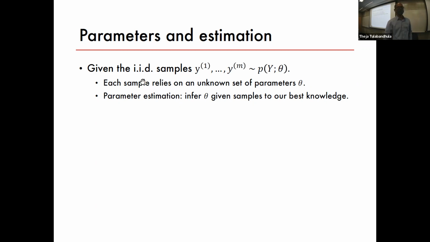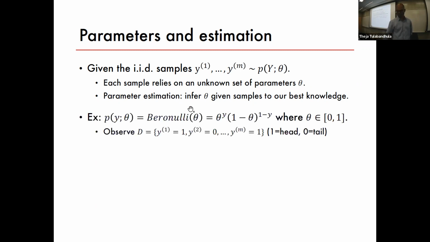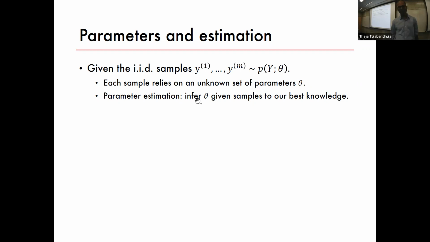Each of these samples relies on this parameter, or more than one parameter. And the estimation problem is basically inferring theta given these observations y1 to ym. That's the parameter estimation problem. And one tool that we already saw briefly is the maximum likelihood estimation approach to estimate parameters.